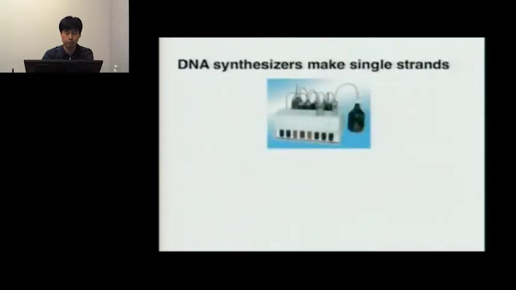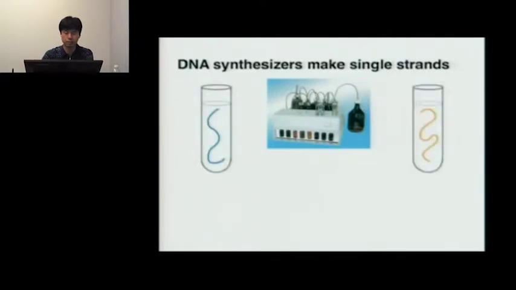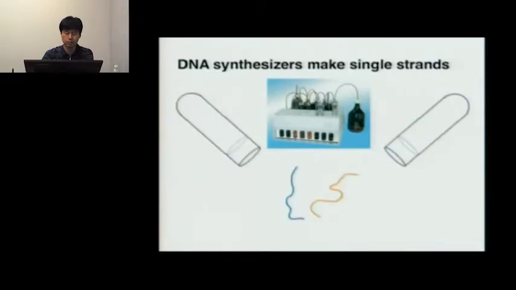When we synthesize it, it comes single-stranded. So we can take the blue strand in one tube and make an orange strand in the other tube, and they're floppy when they're single-stranded. You mix them together, and they make a rigid double helix.